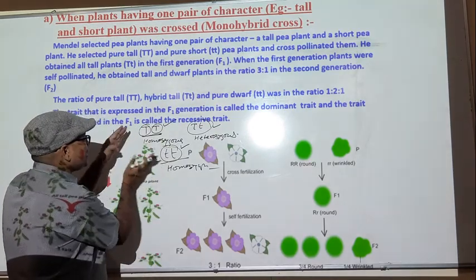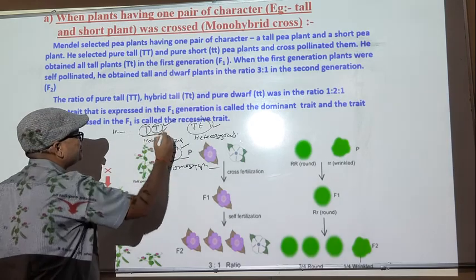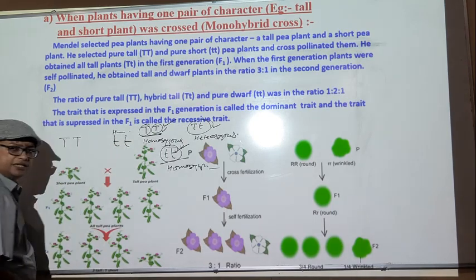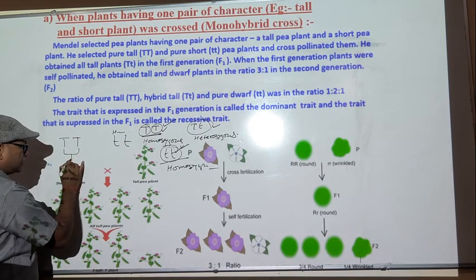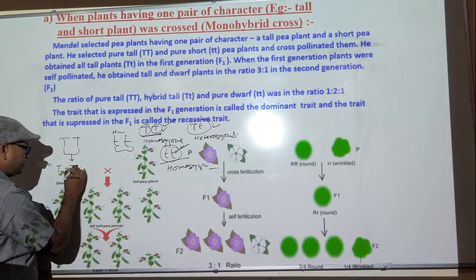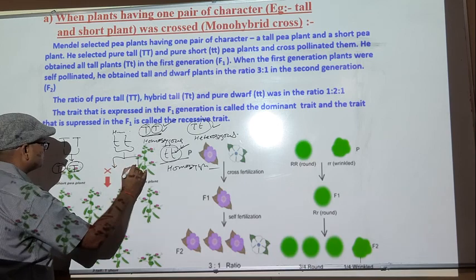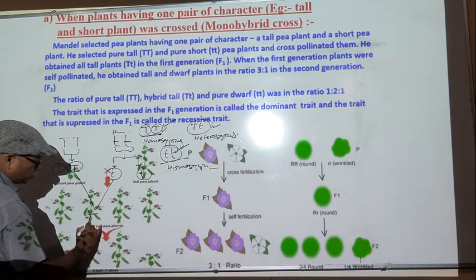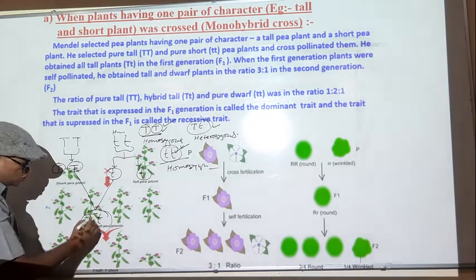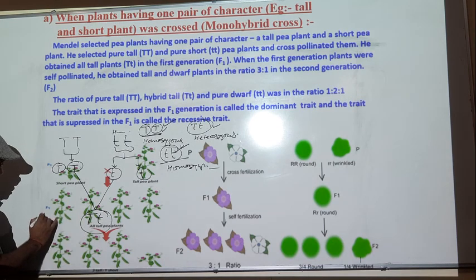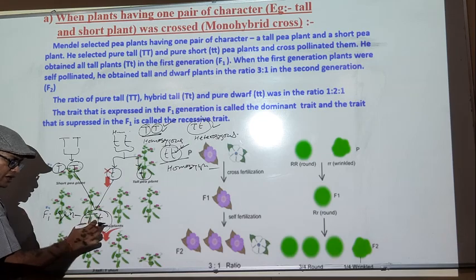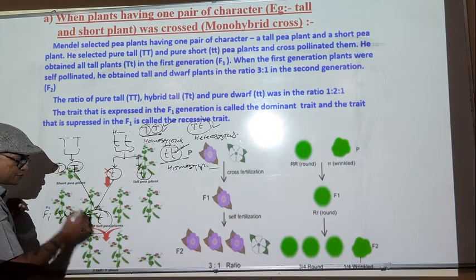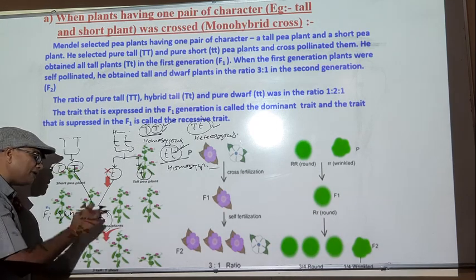So Mendel crossed the two homozygous plants, this and this. Before the crossing, the gametes are formed, and now these gametes are fused together to produce capital T, small t in the zygote. So now in the F1 generation, the alleles are different from each other, but the capital T allele expresses itself while a small t cannot express itself.